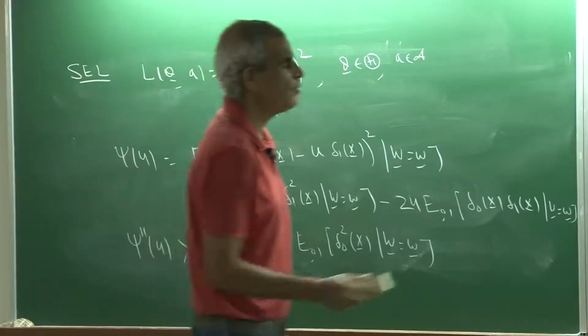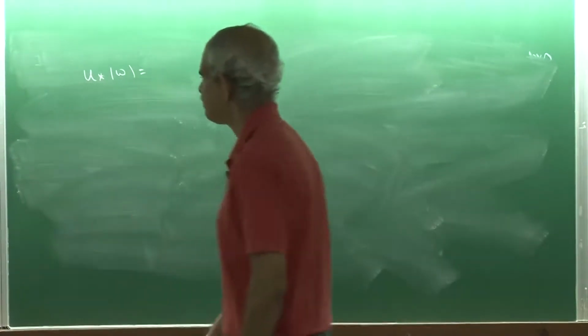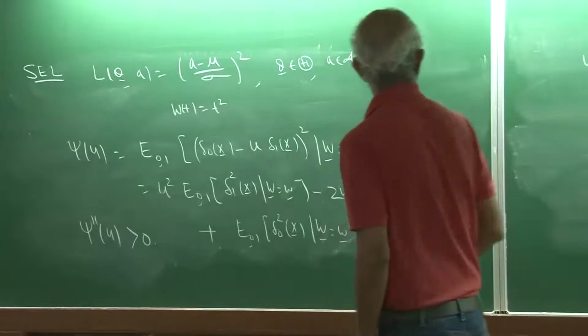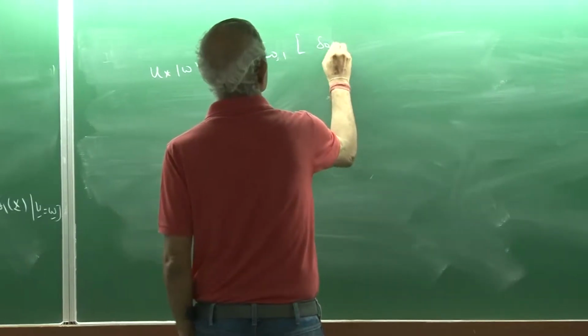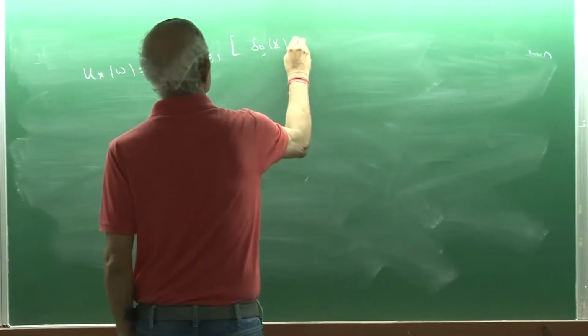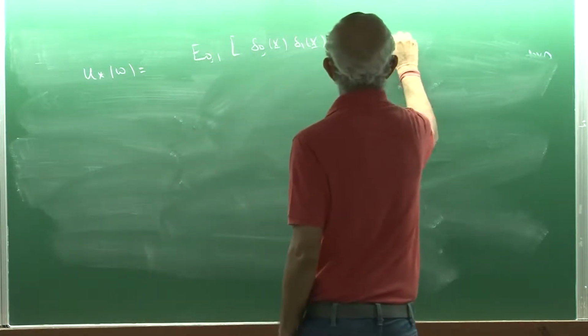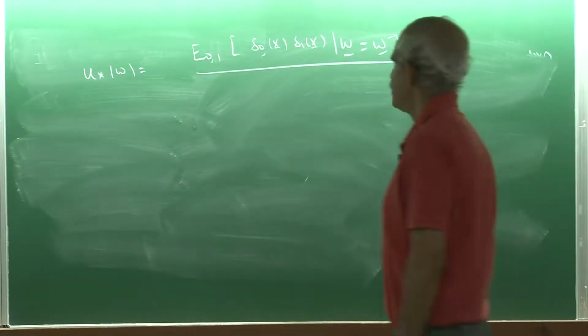So my u star w turns out to be, with derivative equal to 0, 2u minus 2 times the conditional expectation equal to 0. So that means u star w turns out to be E0, 1 of delta 0 x delta 1 x, given W is equal to w, divided by E0, 1 of delta 1 square x, given W is equal to w.